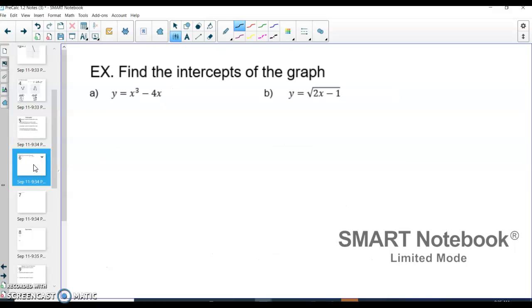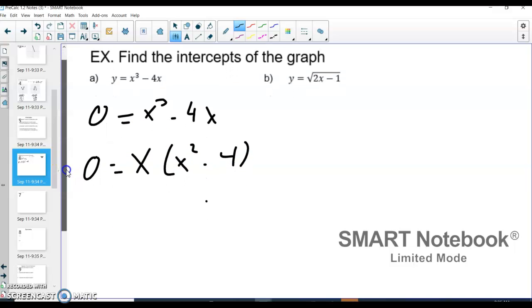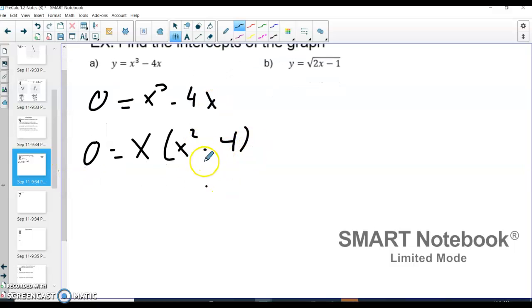Now we have finding the intercepts of graphs. If I want to find the x-intercept, I need to plug in 0 for y. So I have 0 equals x cubed minus 4x. I can take out an x here, so I have 0 equals x times x squared minus 4. I can leave it as it is. So I'm actually going to get two different x-intercepts here. I'm going to get x equals 0 and x squared minus 4 equals 0.